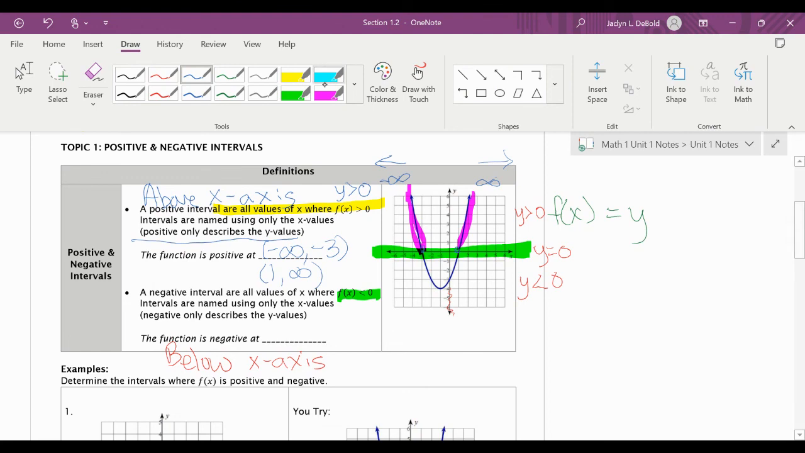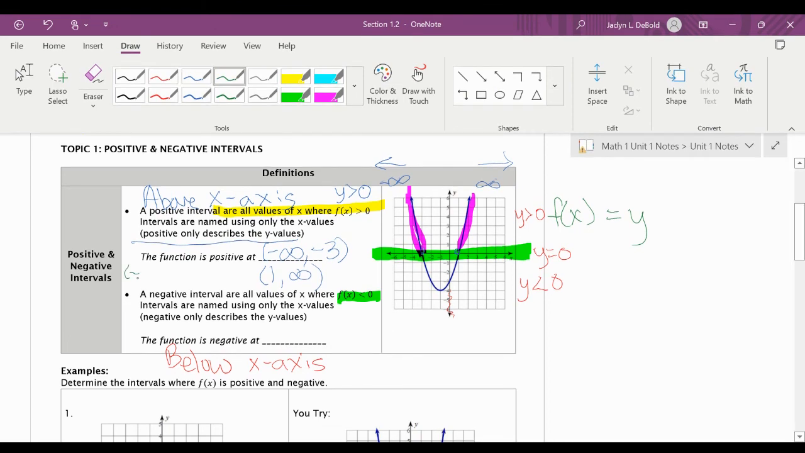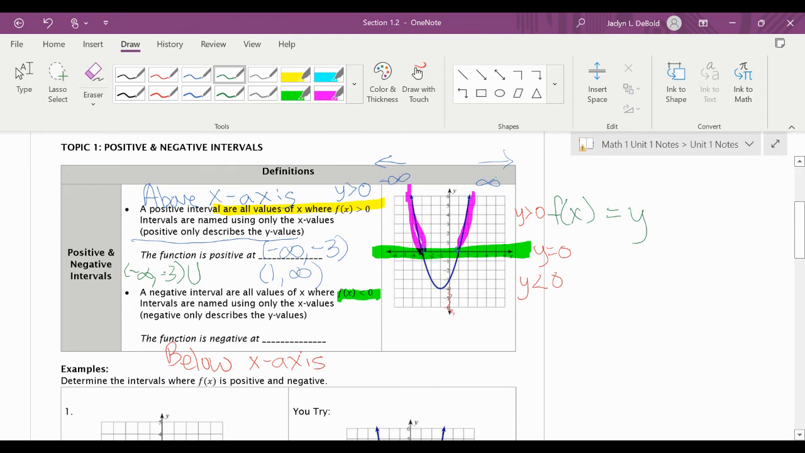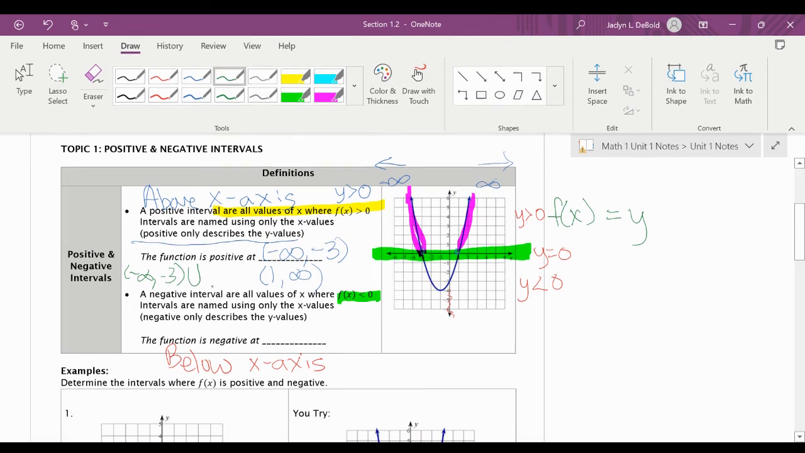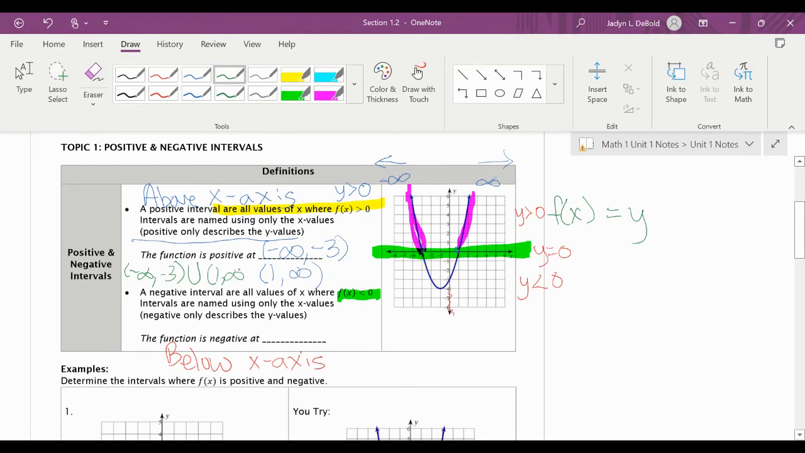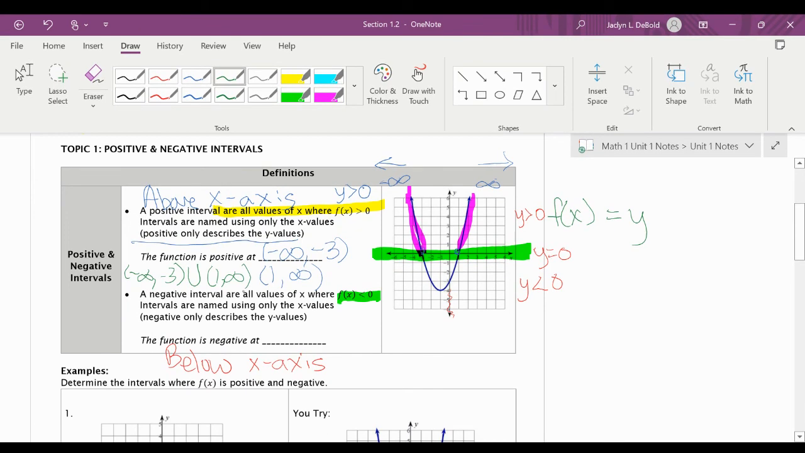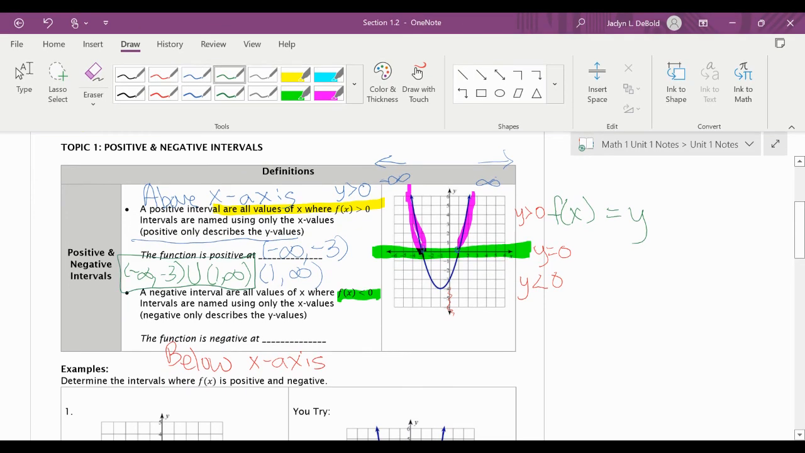Another way that we write it, when we use our notation, is we can also say it goes from negative infinity to -3. And then the math version of saying "and" is the union, so U, and then 1 to infinity, right? So there's actually two parts of the graph that are above that green line.